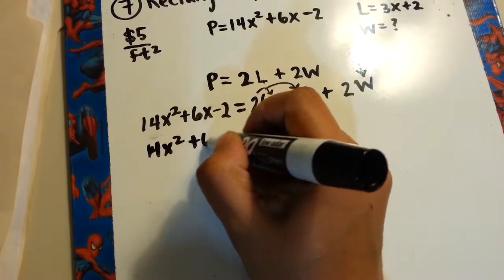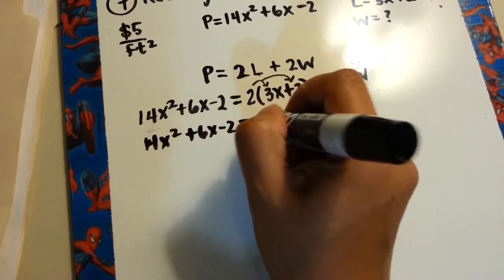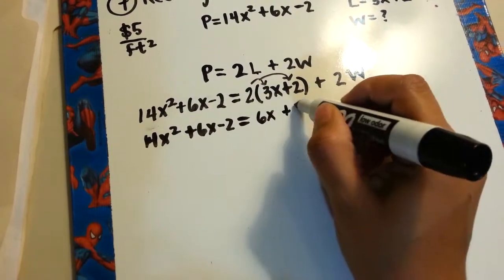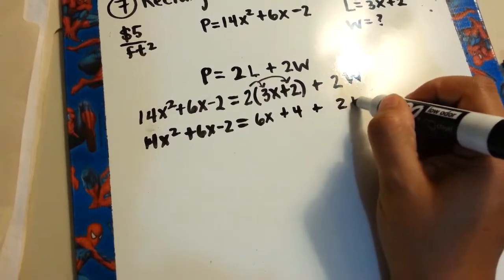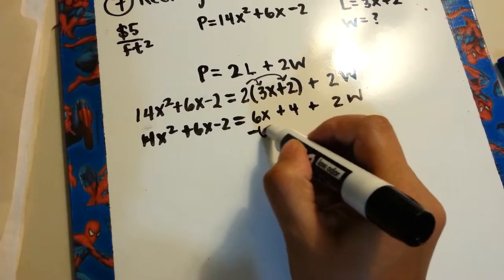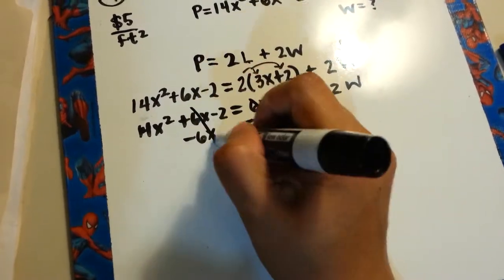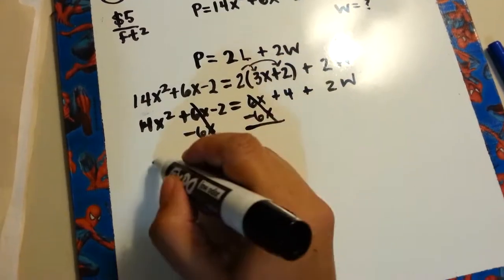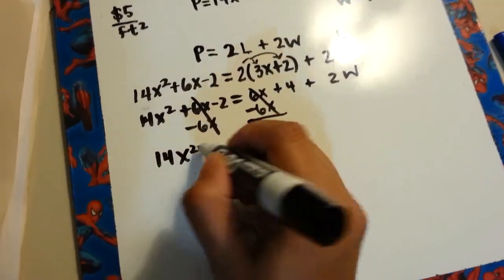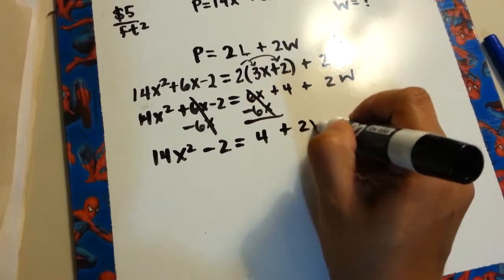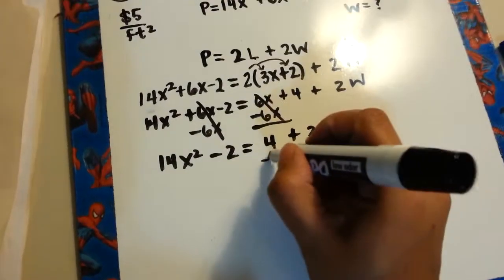14x squared plus 6x minus 2 equals 2 times 3 is 6. 2 times 2 is 4. I'm going to subtract 6x from both sides. Oh look, they cancel. Alright, so I have 14x squared minus 2 is 4 plus 2w. And subtract 4.